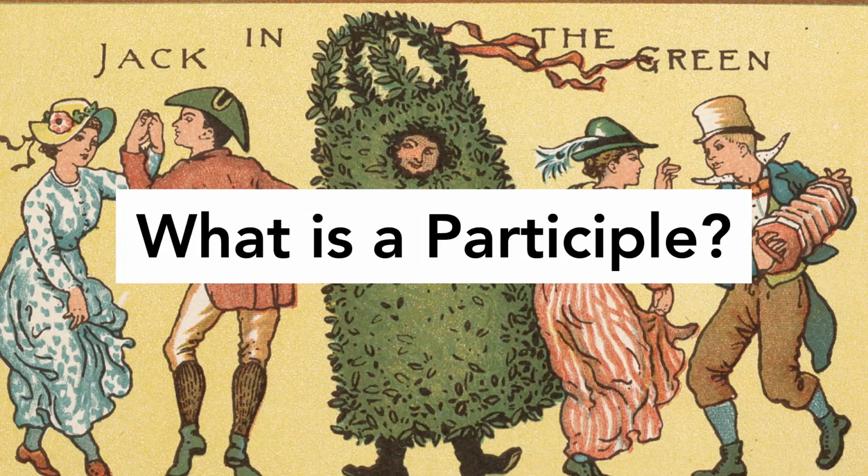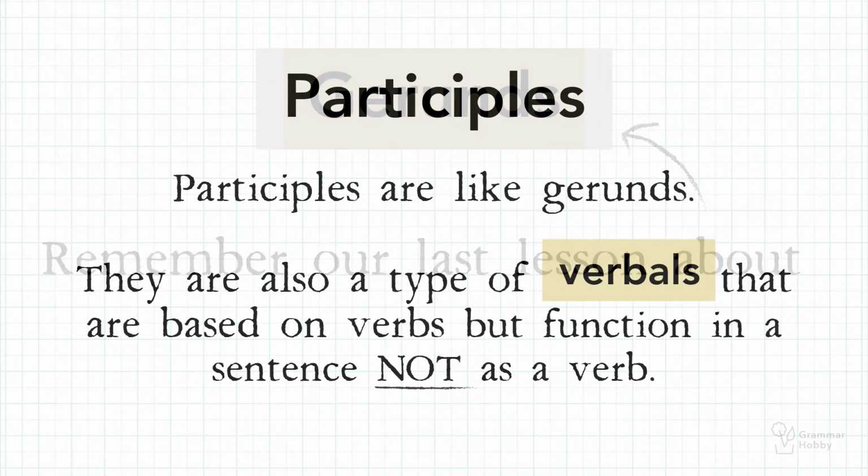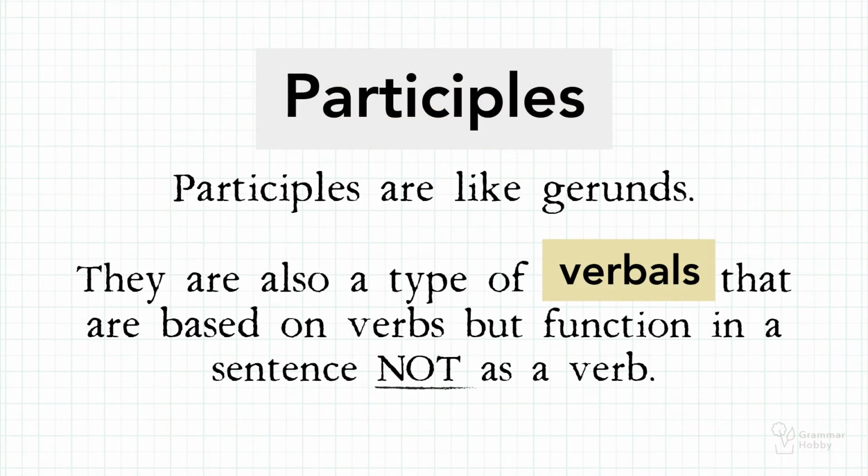What is a participle? Remember in our last lesson where we discussed the type of word called gerunds? Participles are like gerunds. They are also a type of verbals that are based on verbs but function in a sentence not as a verb. Participles are the words that I find the trickiest, but when I finally understood them well, they became my most helpful tool for writing my ideas more clearly.